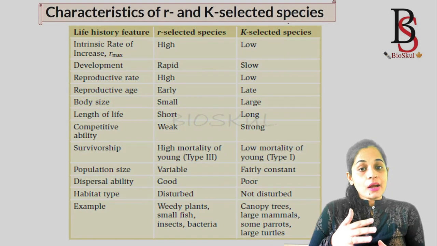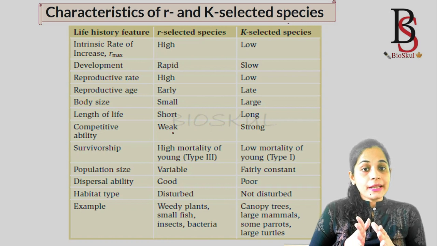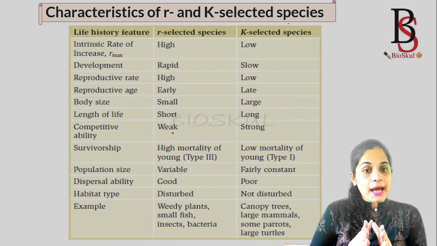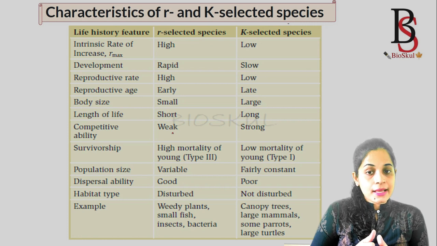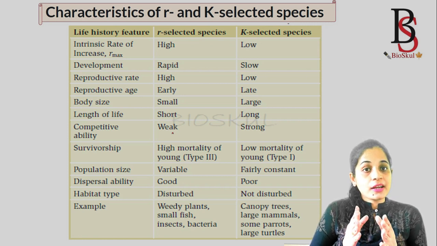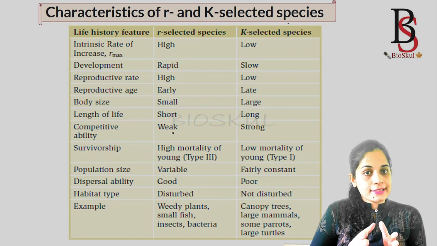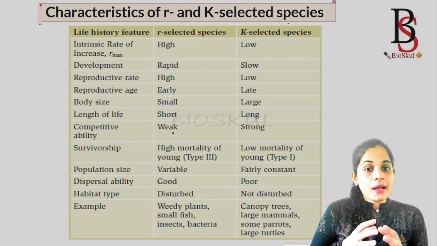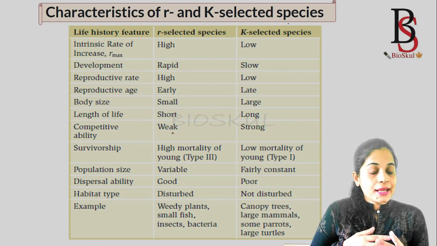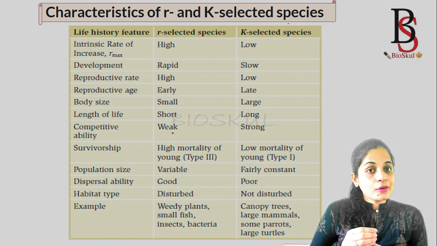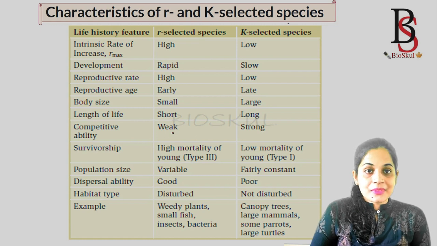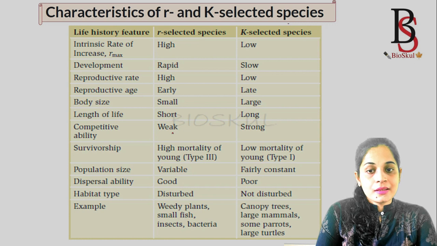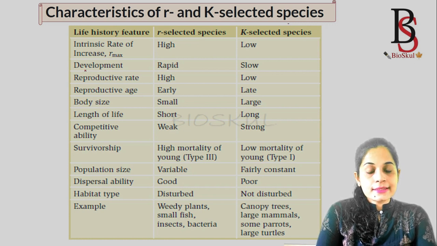So now we'll know the comparative characteristics of both R and K selected species, and mostly in the examination the questions are asked from the characteristics of R and K selected species. If you have a good idea about their characteristics, then definitely you will answer the question and you are going to score good marks in this part. So let's see what the characteristics are.